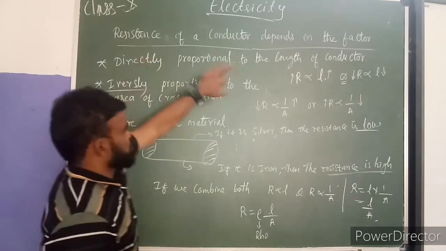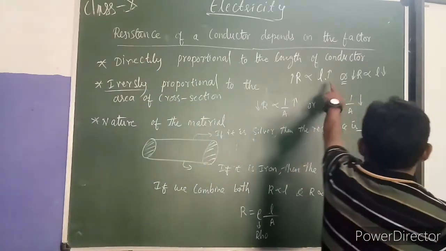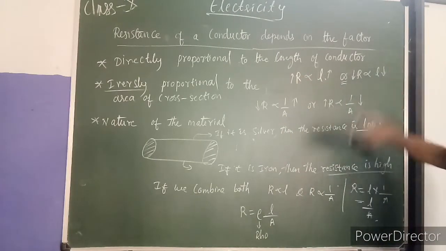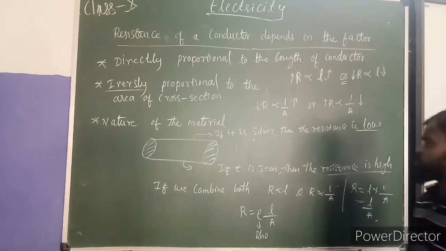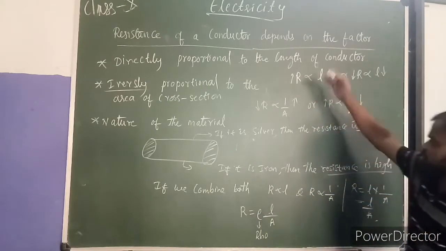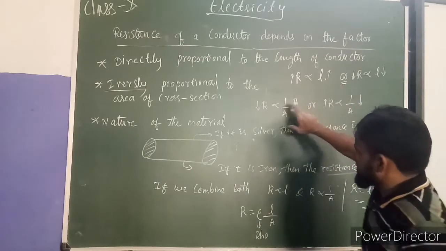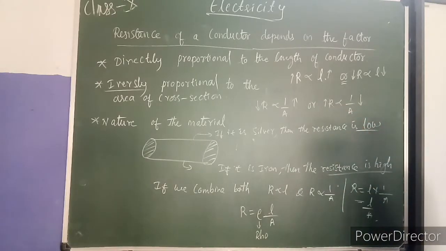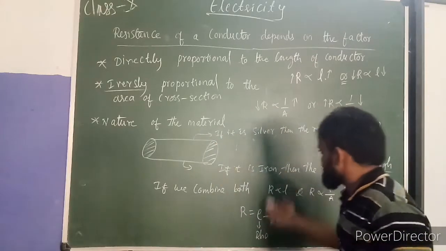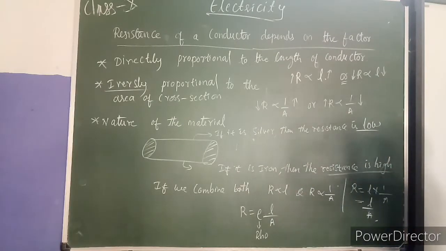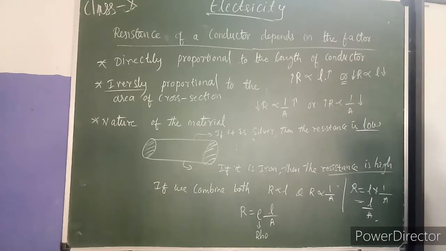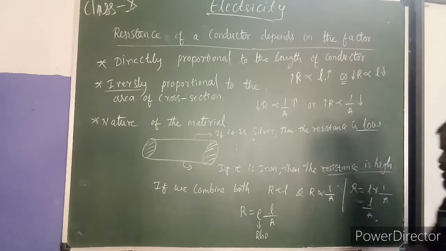Understood my point? First, it is directly proportional to the length of the conductor. If length is increased, resistance also increases; if length is decreased, resistance also decreases. In the inverse proportion with cross-sectional area, if the area increases, the resistance decreases; if the area decreases, the resistance increases. For the nature of the material, silver has low resistance and iron has high resistance. Combined together, R is equal to rho into L by A. Got it?